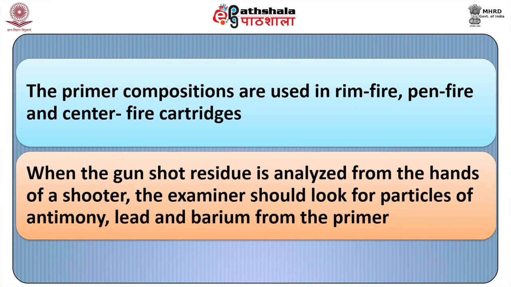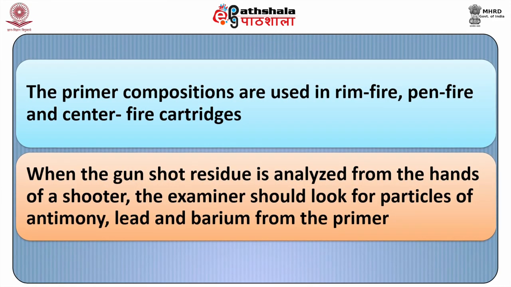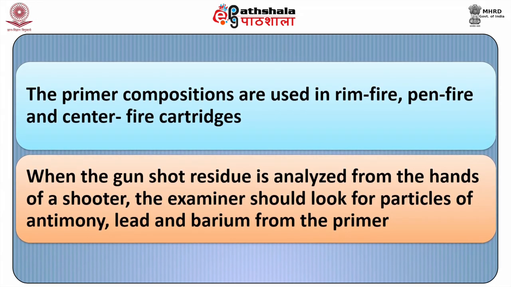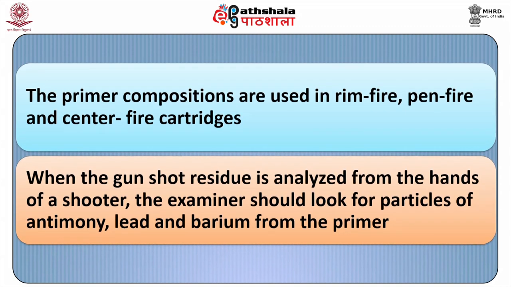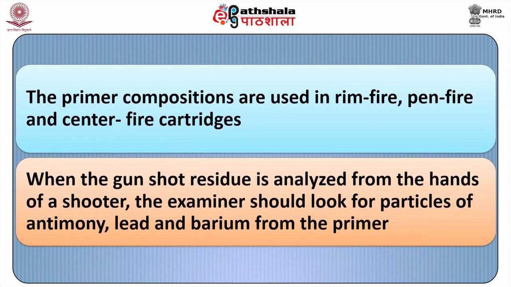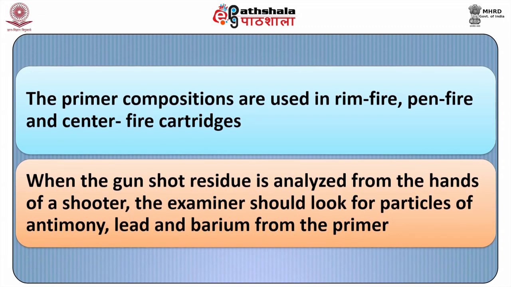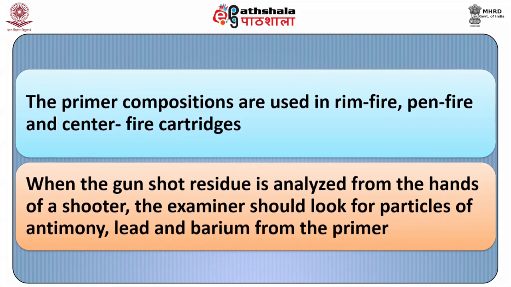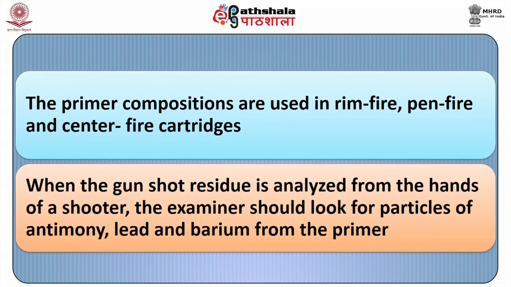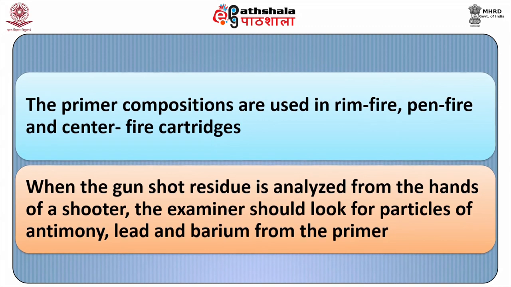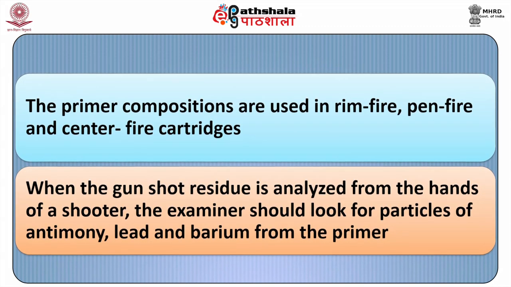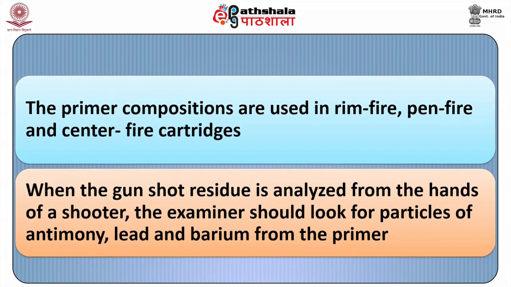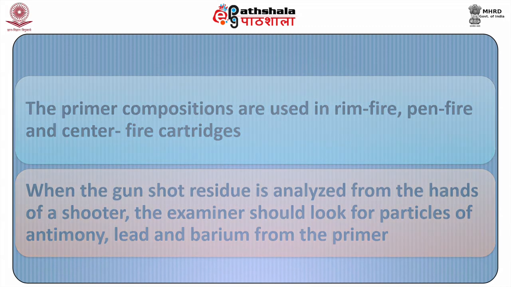The other two important points with regard to primers to be kept in mind are, first one, the primer compositions mentioned above are used in all systems of ignition, namely the rimfire, pinfire, and centerfire cartridges. Secondly, when the gunshot residue is analyzed from the hands of a shooter, the examiner should look for the particles of antimony, lead, and barium from the primer.